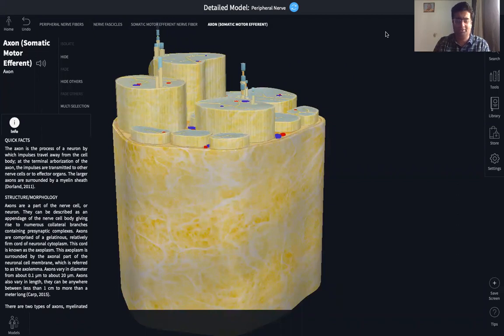Then you have the motor nerves. The motor nerves contain nerve fibers that carry impulses away from the CNS towards the effector organ, that is, towards the muscle or the gland. For example, the nerves that supply the oculomotor muscles that help in the rotation of the eyeball. That nerve carries impulses from the CNS to the muscles of the eyeball. So that's an example of a motor nerve.